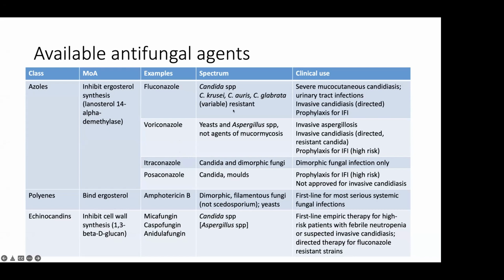So the spectrum of activity for fluconazole is really against Candida species, sensitive Candida species, almost exclusively albicans, and most parapsilosis are also still sensitive. And this is really only indicated for mucocutaneous candidiasis and directed therapy against invasive candidiasis. So albicans species or susceptible other species that have been identified.